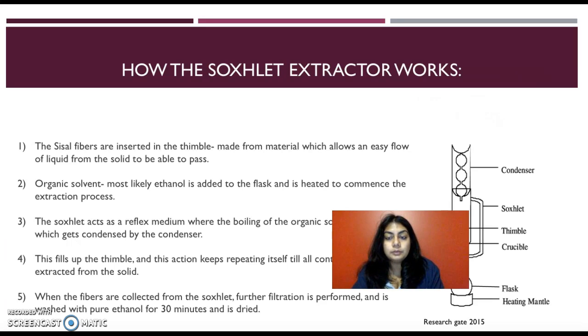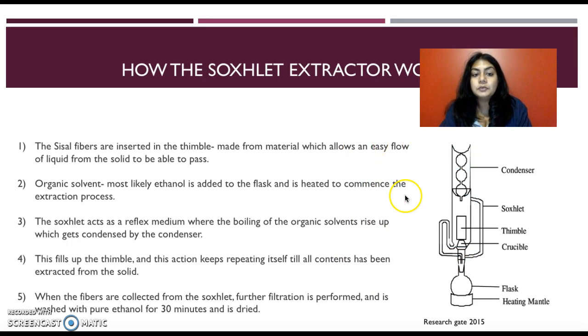Okay, how does it work? So the sisal fibers are inserted inside the thimble. The thimble is made from material which allows an easy flow of liquid from the solid to pass through. The organic solvent, which is most likely ethanol in this case, is added to the flask at the bottom and heated to commence the extraction process.